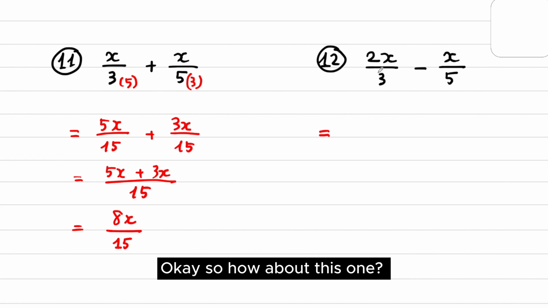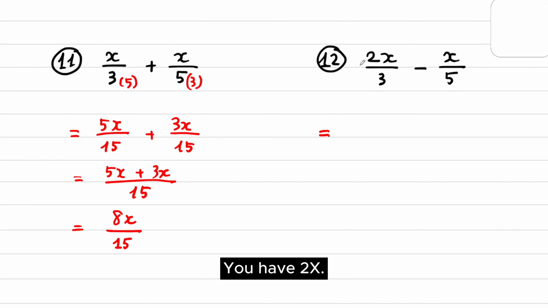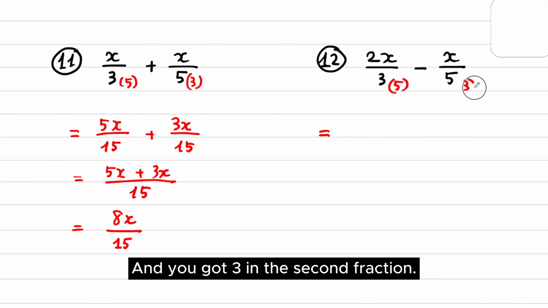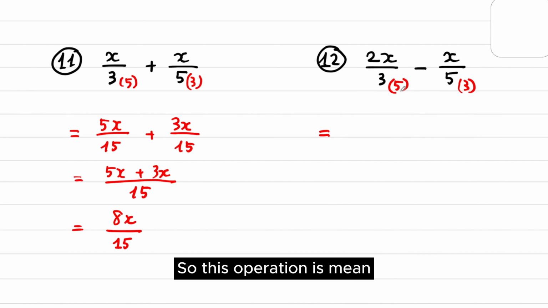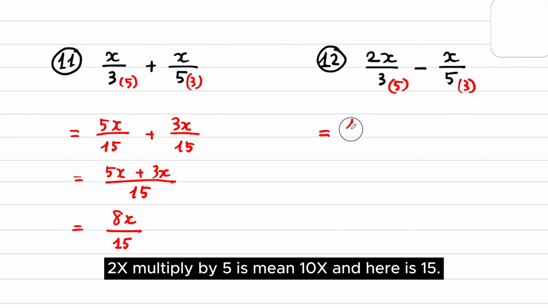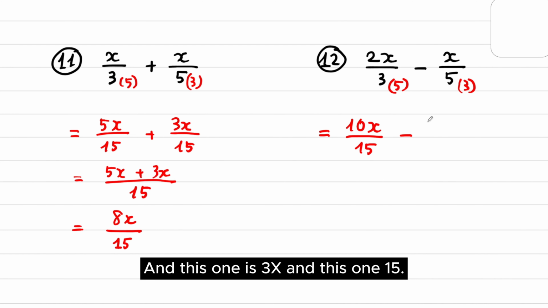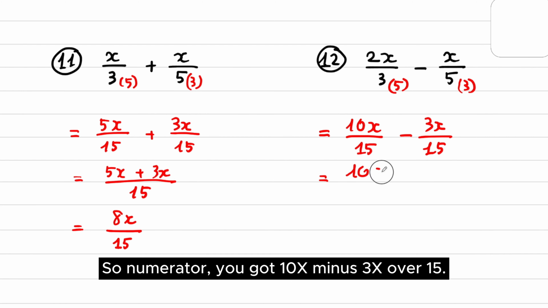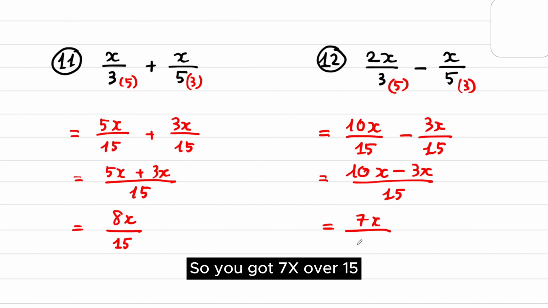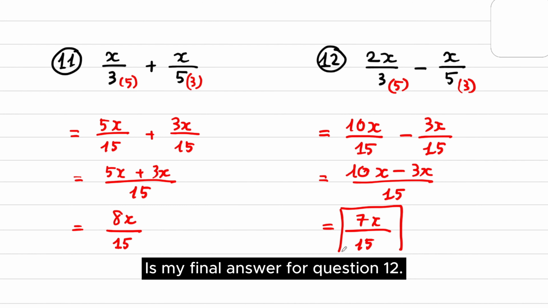Okay, so how about this one? This is a little harder because you can see you have no x in the first fraction, you have 2x. So what does that mean? You have 5 in the first and you get 3 in the second fraction. So this operation means you will take 2x multiplied by 5. 2x multiplied by 5 means 10x, and here is 15, and this one is 3x, and this one 15. So in the numerator you get 10x minus 3x over 15. So you get 7x over 15, my final answer for question 12.